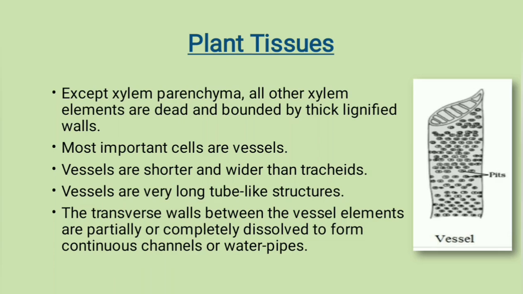It means that the end of one cell is the beginning of another cell. Then the end of that cell will be the beginning of another cell. So in this way, the end-to-end arrangement can be seen. The transverse walls between the vessel elements are partially or completely dissolved to form continuous channels or water pipes.